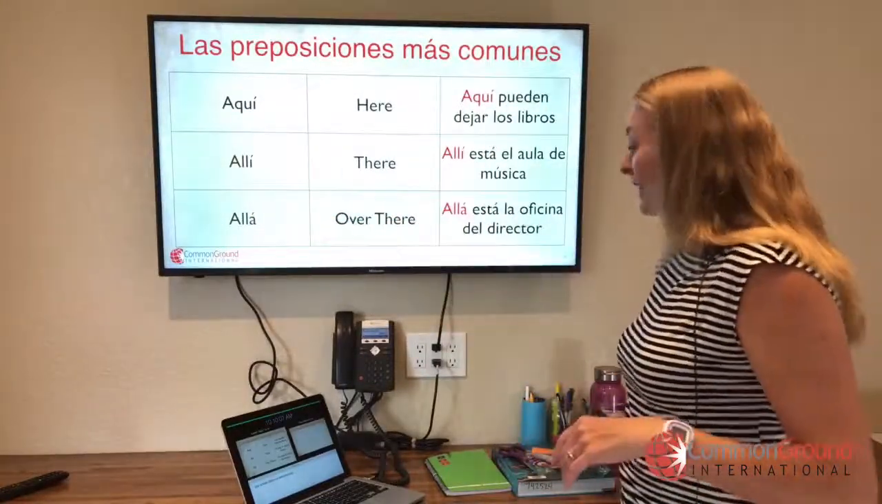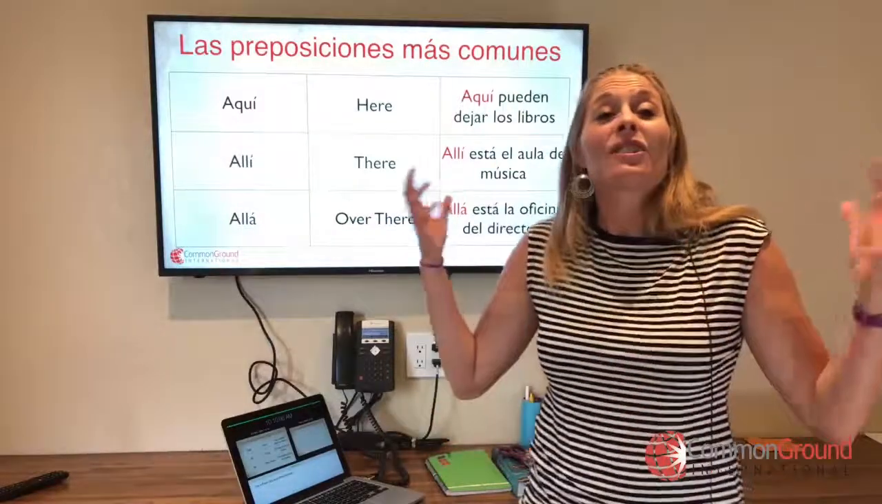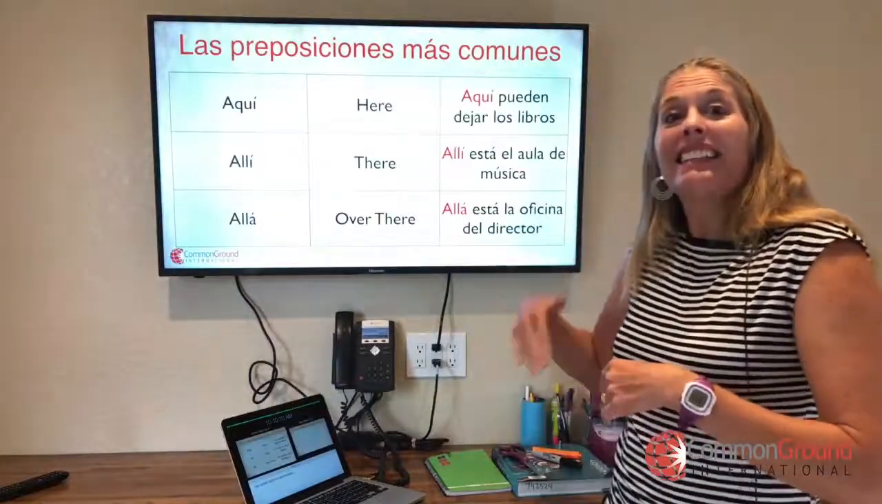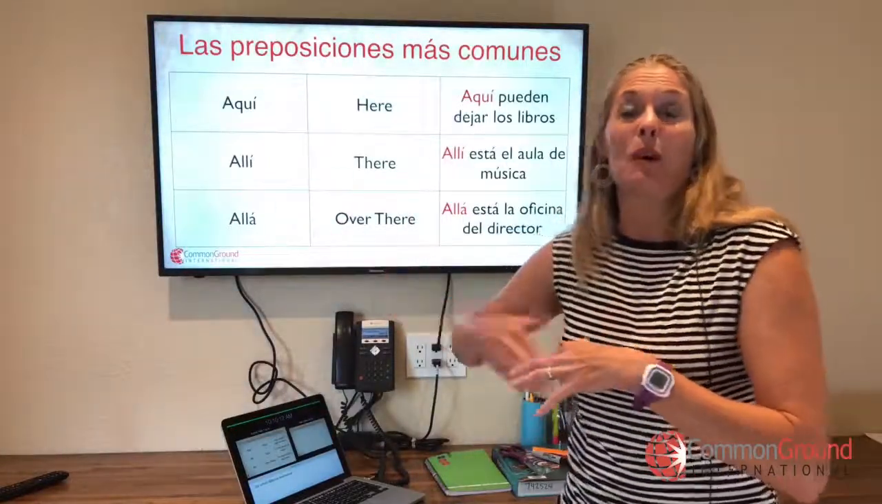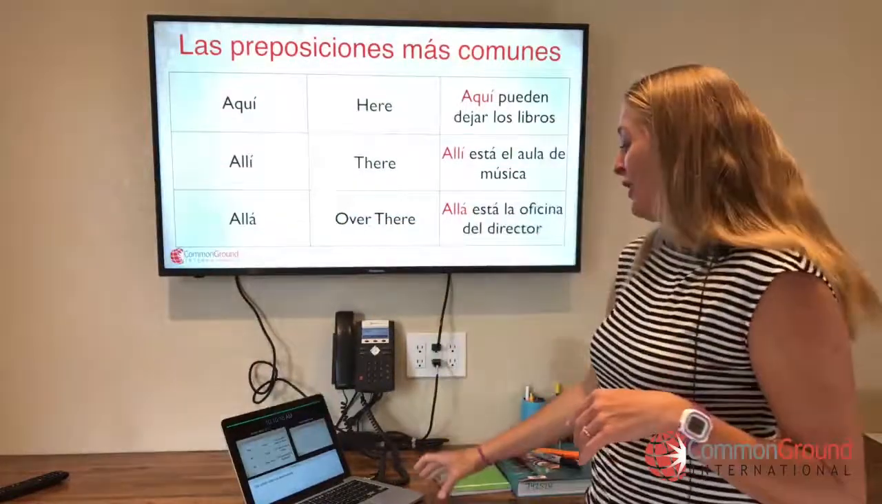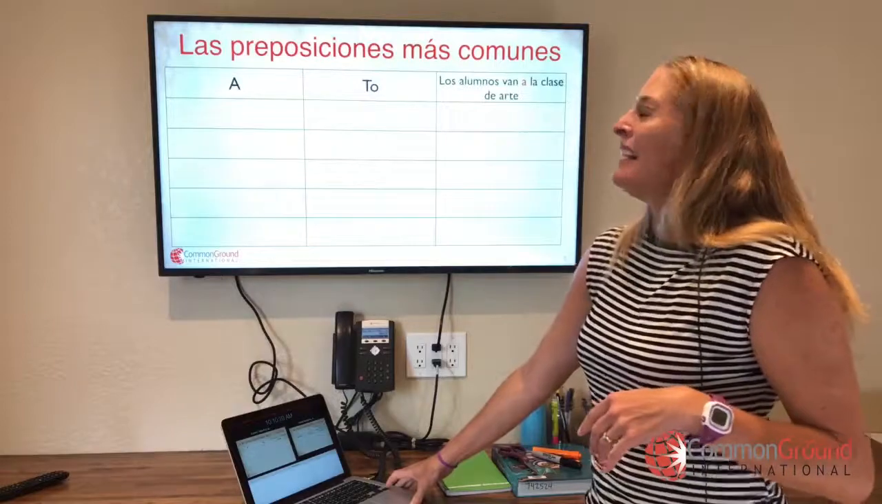Okay, muy importante when you're talking about where to put things or where things are in the school. Maestro, ¿dónde está la sala de arte? La sala de arte está allí, if it's right next to your room. Or está allá, en la parte norte del edificio. Okay, muy bien. Ahora tenemos más.